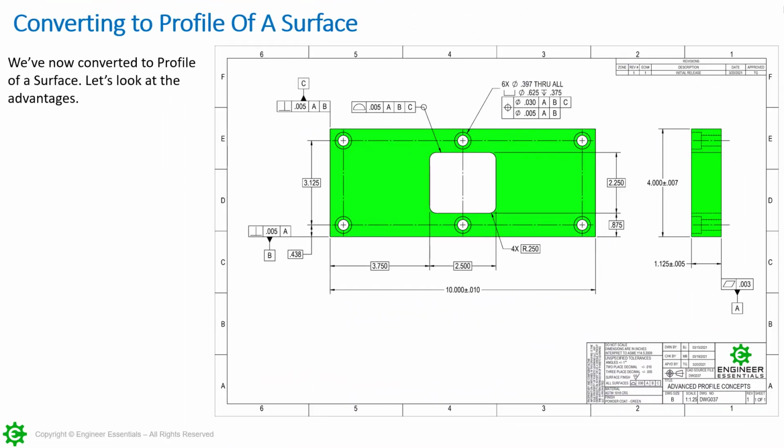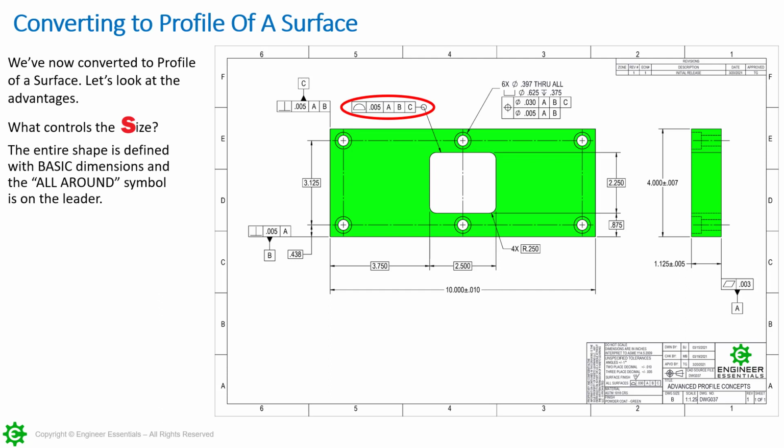Okay, so here I've taken the same drawing. I've removed the coordinate dimensions for the window, and I've applied basic dimensions and a profile tolerance, profile of a surface to be exact. So let's walk through this the same way we did the coordinate dimension print, and we're going to look at SLOTH. Okay, so the first one, what controls the size? Well, we have the profile tolerance up there in the feature control frame, and because it has the all-around symbol there, we're now controlling size.